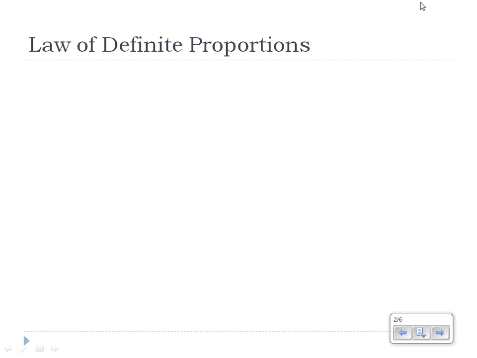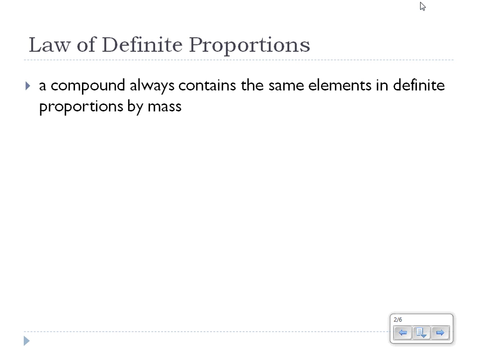So first off, the law of definite proportions. What is that? You may have heard of it before. Basically, it states that a compound always contains the same elements in definite proportions by mass. So that means, for example, anytime we write out a chemical formula, the proportion of the elements is always the same as what's written in the formula.